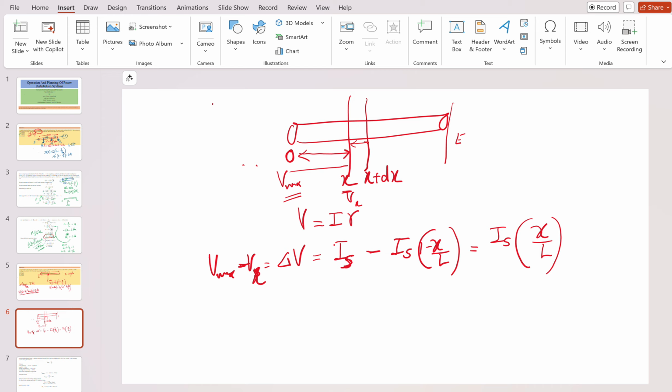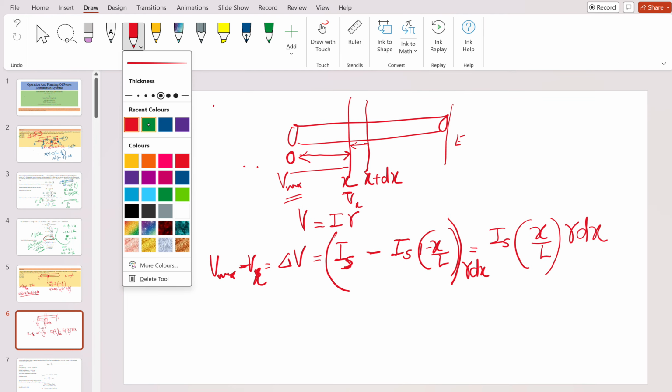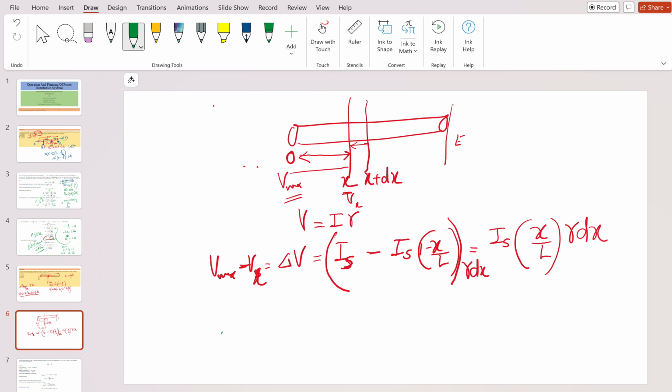So this is the current drop, and multiply it by R dx, because it is a uniformly distributed line. So this will be R dx. But we wanted to find out the voltage drop across the line. So delta V will be simply equal to Is x by L R dx, taken from 0 to L distance.